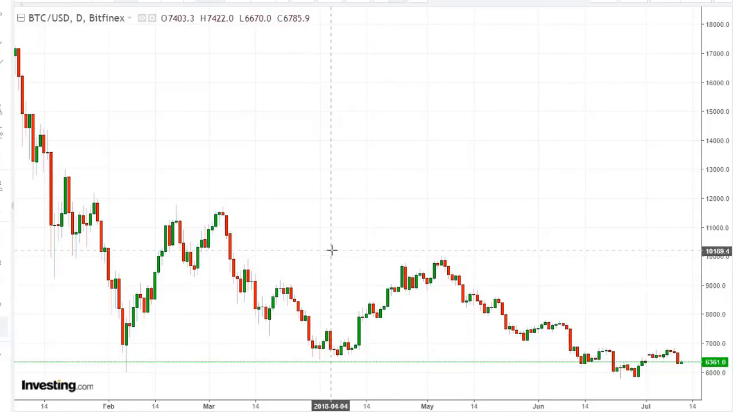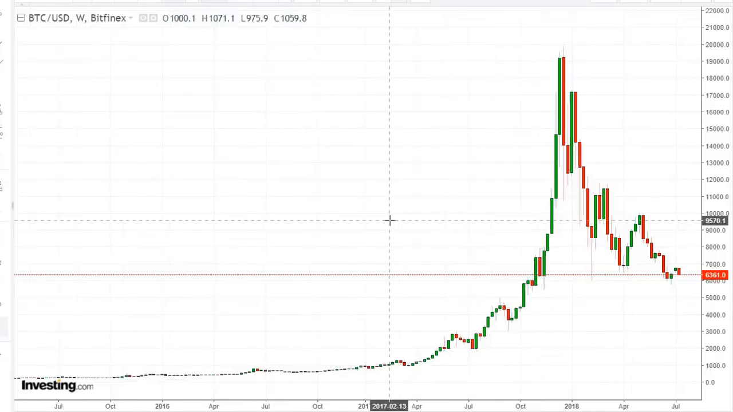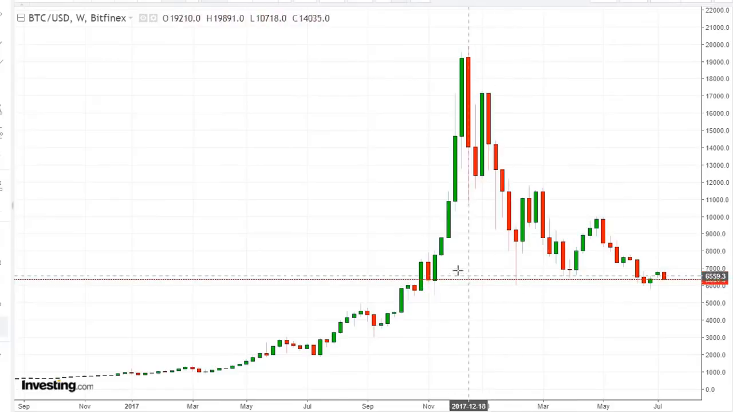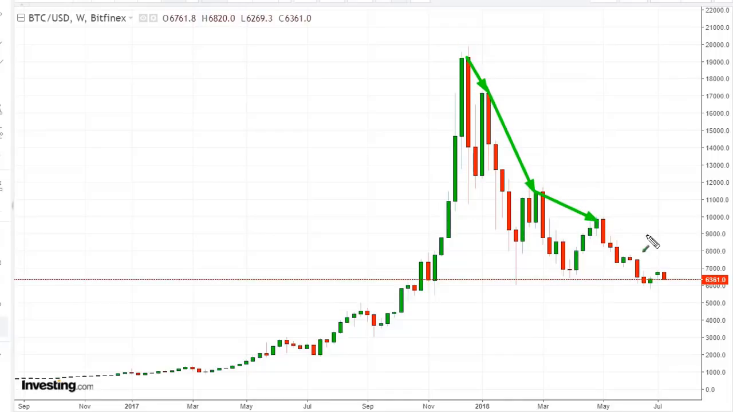So for example, with Bitcoin right now, if I go to this weekly chart, what has this weekly chart been doing? We've been making lower high, lower high, lower high, and possibly another lower high through here. So through this whole time, what has that weekly trend been? It's been down.